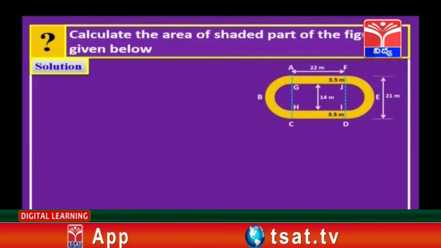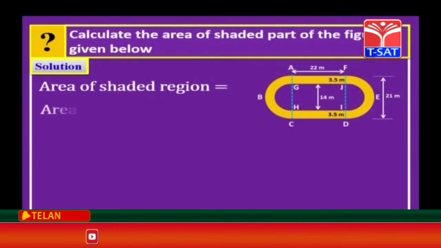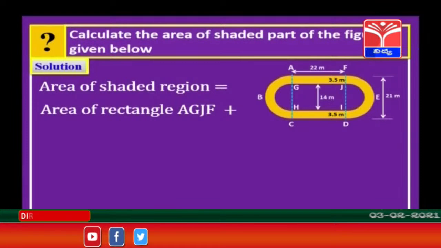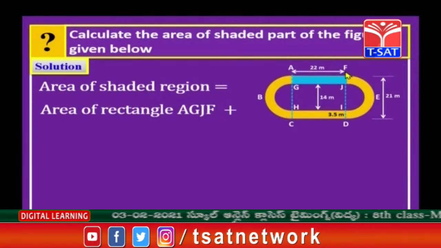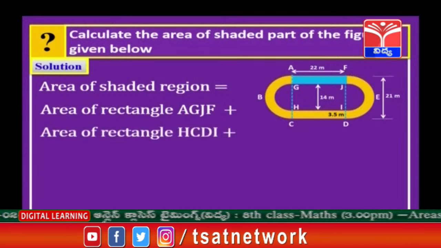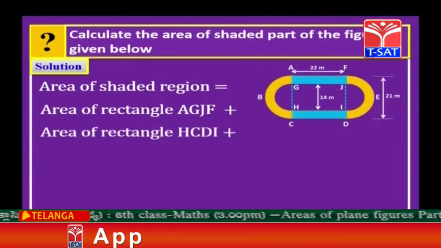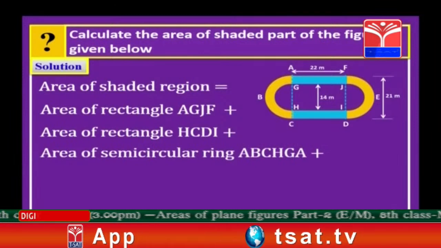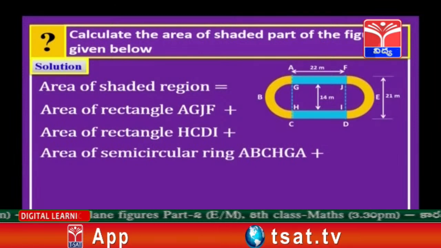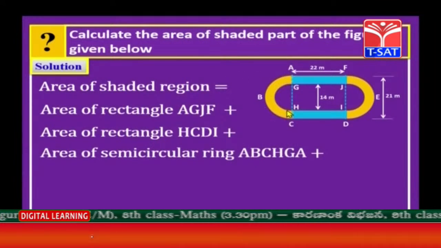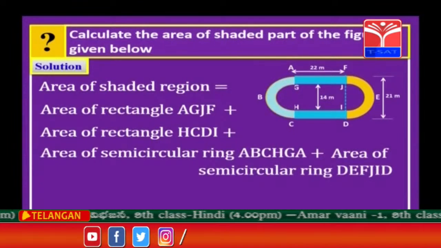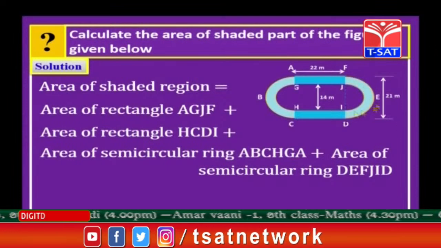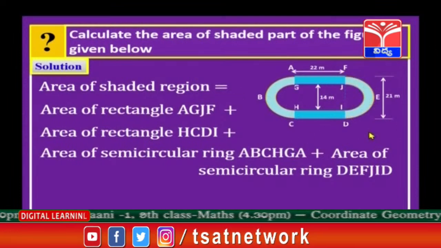Okay, children. So here you see that this is a shaded region. So the area of the shaded region is given by the area of rectangle AGJF plus the area of rectangle HCDI plus the area of the semicircular ring, that is this semicircular part, plus the area of the other semicircular part. So these four areas we will find and just add them up.